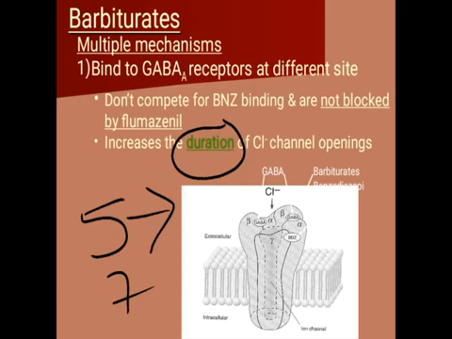And if the channel remains open more time than the normal time, more amount of Cl can enter into the cell than the normal. So when more Cl enters into the cell, what happens inside the cell? The negative charge increases. Outside the cell, the positive charge increases, and it will lead to the hyperpolarization state.